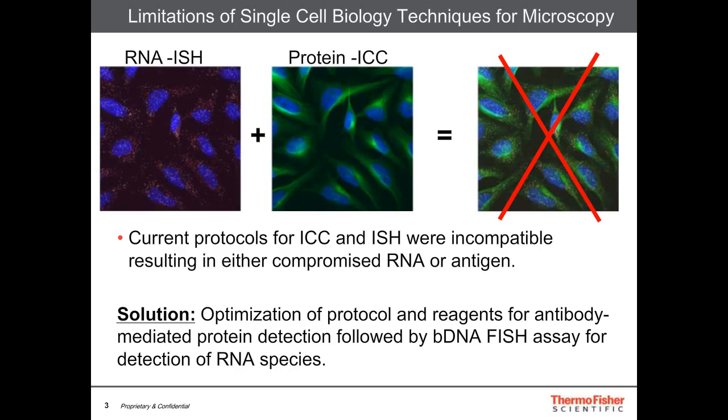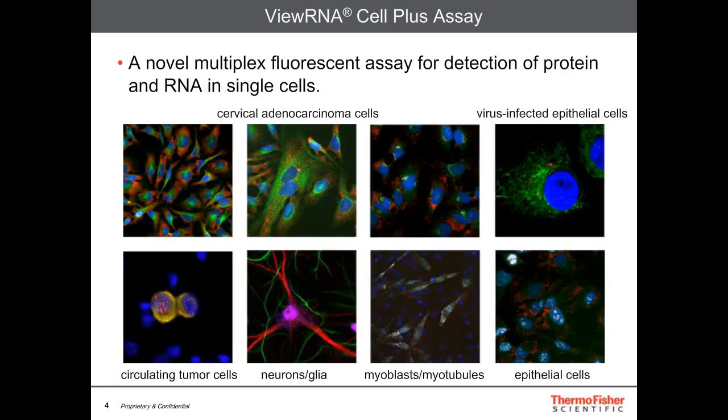So it either results in a destruction of the RNA or a destruction of the antigen that the antibody recognizes. So the challenge was really finding a method, a protocol and reagents that would allow us to do both in the same cell, in the same cell cultured in a dish. So what I'm going to show you in the next slides was the development of that assay and a protocol and the solutions to really look at message and protein in the same cell.